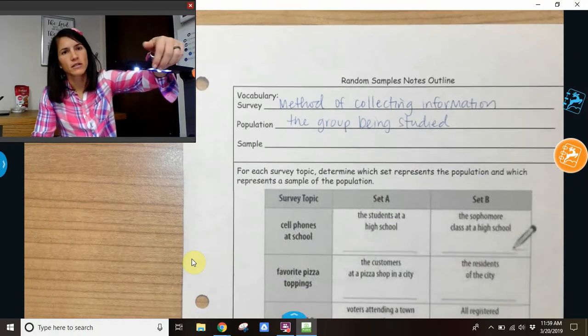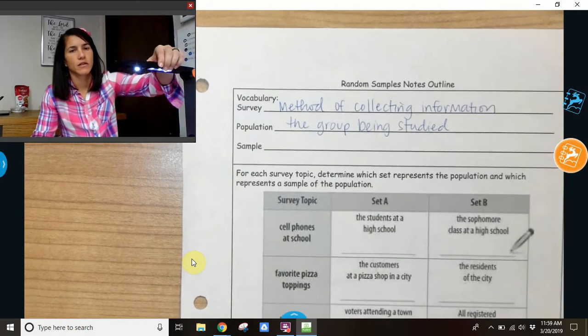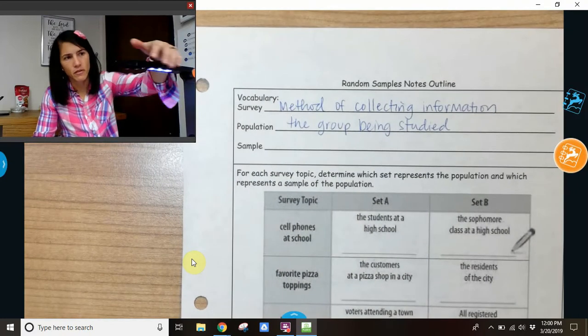Is this light on? Let's see if I can turn this light off. Okay, I don't know if that really helped.